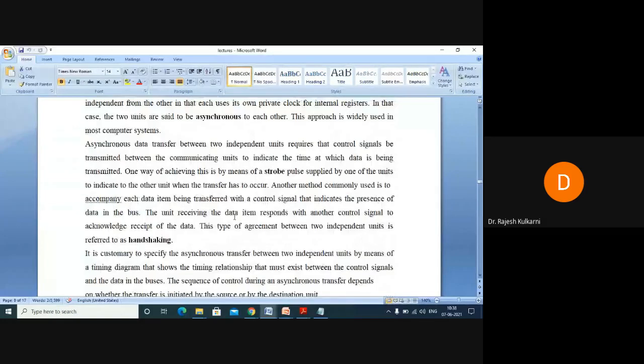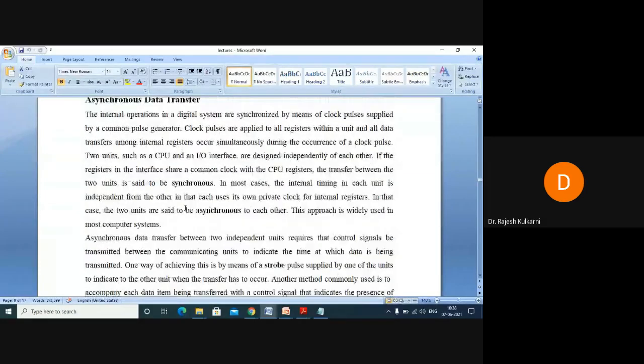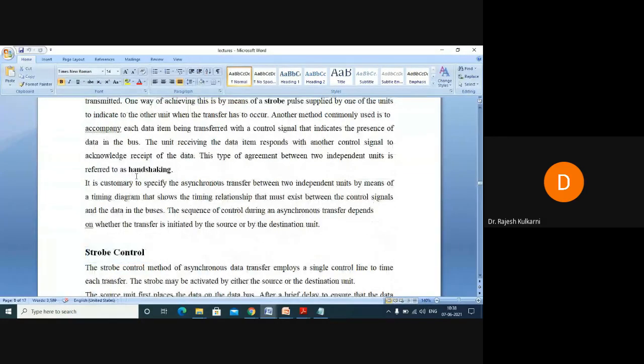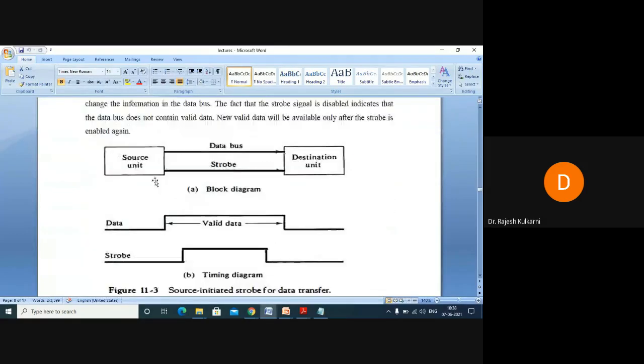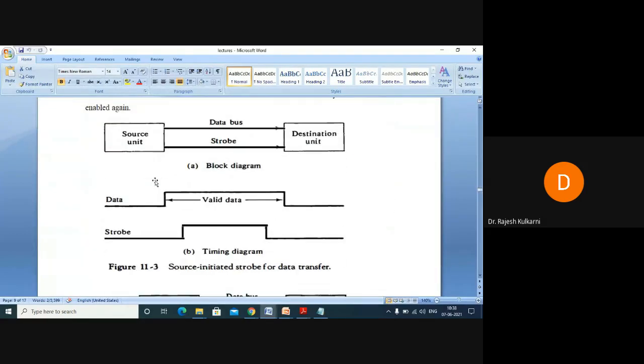Strobe control. Asynchronous data transfer can be done with the help of strobe control, strobe pulse, or with the help of handshaking. But we are learning this asynchronous data transfer using strobe control. Let us look at the diagram.